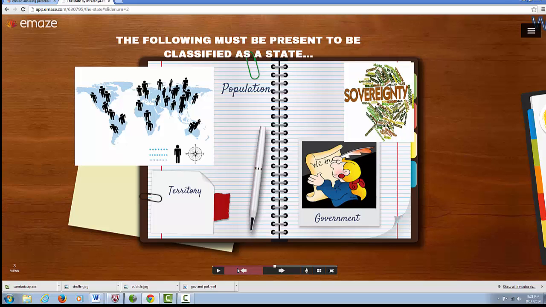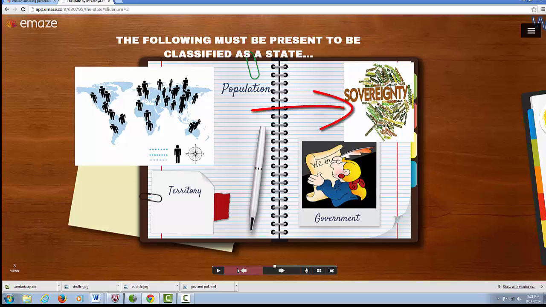The final requirement for a state to be classified as a state is that it needs to have sovereignty, meaning that it has authority and does not answer to a higher government. So if a country is sovereign, that means that they basically answer to their own higher law. So if they have a constitution, that might be its highest law, but they aren't ultimately required to answer to any higher government.